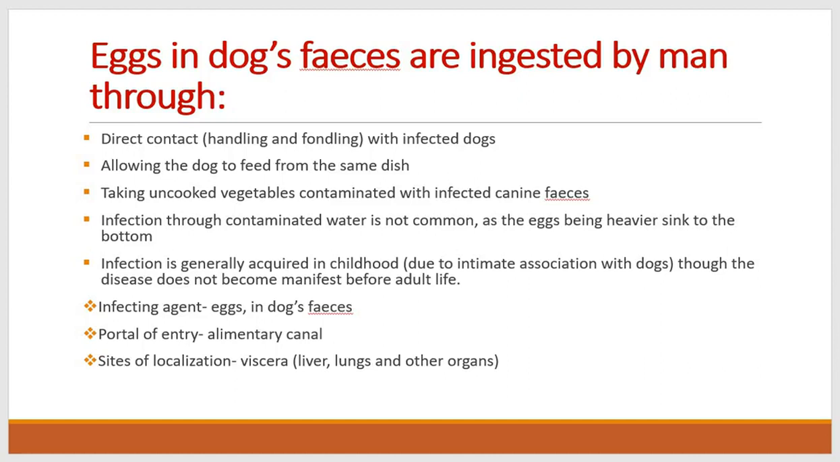Okay, so we see that the infecting agents are the eggs which are excreted in the dog's feces. The portal of entry is the alimentary canal, which I'll just tell you. And the sites of localization are the viscera, most commonly the liver and lungs, and other organs are also affected.